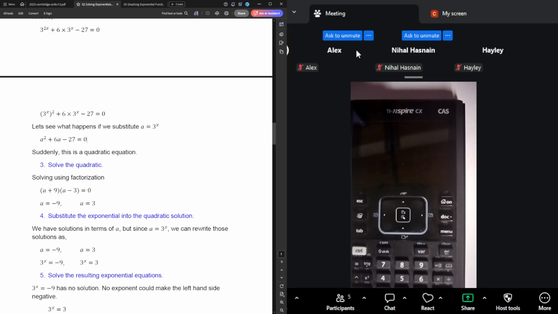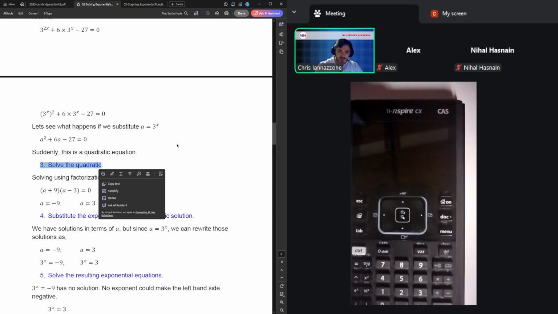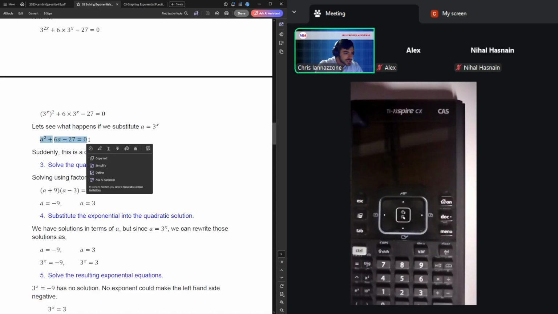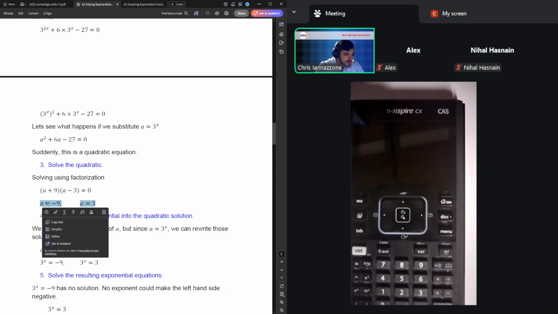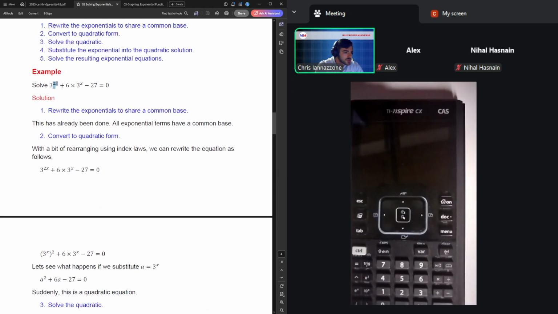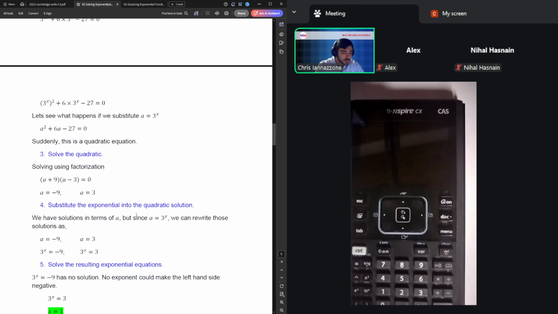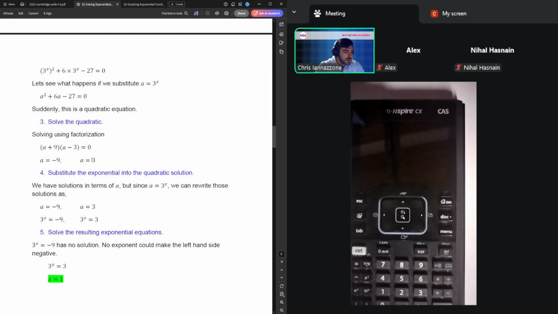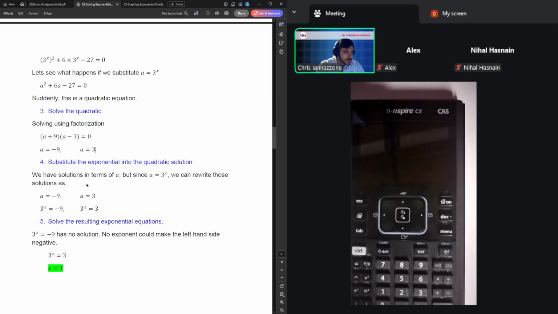Cool. Once you've got it into quadratic form, all we're doing is solving it just like we solve any other quadratic. In this case, factorization is pretty quick and easy. We can spot the 2 factors required to add together and times together, giving us our solutions for a. But we don't want a solutions, at least not as our final answer. We were told to solve for x, right? We're trying to solve the x variable. We put a in there just to simplify things. We have these 2 solutions for a. All we're going to do is replace a with what we substituted it for, 3 to the power of x. So now instead of having a equals -9 and a equals 3, we now have 3 to the power of x equals -9 and 3 to the power of x equals 3.